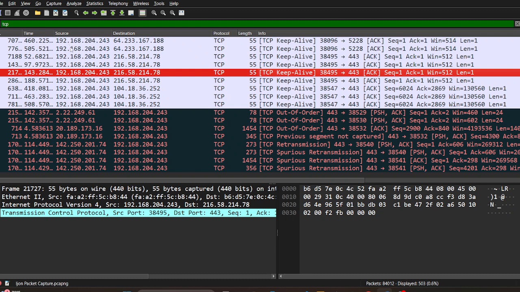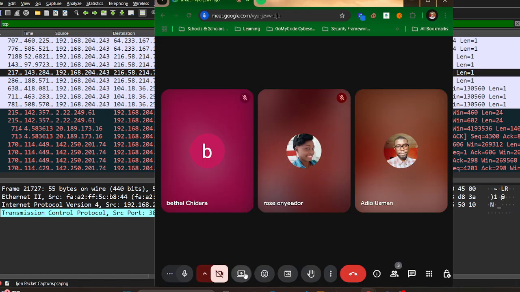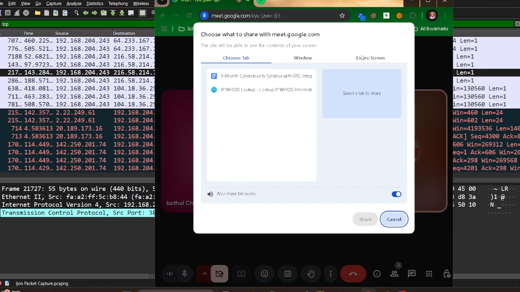You are no more sharing your screen. No, you're no more sharing your screen. Let me share.